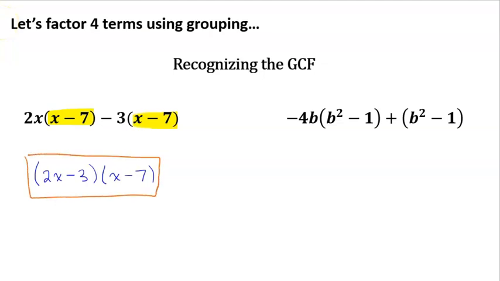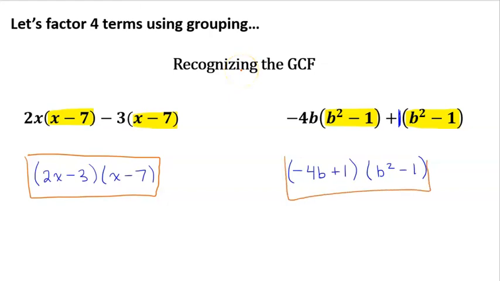And so now let's do it with the other one. With the other one, we have this b squared minus 1 and b squared minus 1. So to write this out, we have negative 4b. And then don't forget that there's a 1 out here in front of this set of parentheses. So this is going to be negative 4b plus 1, and then b squared minus 1. And that's it. And so this is step 1 to grouping with 4 terms.